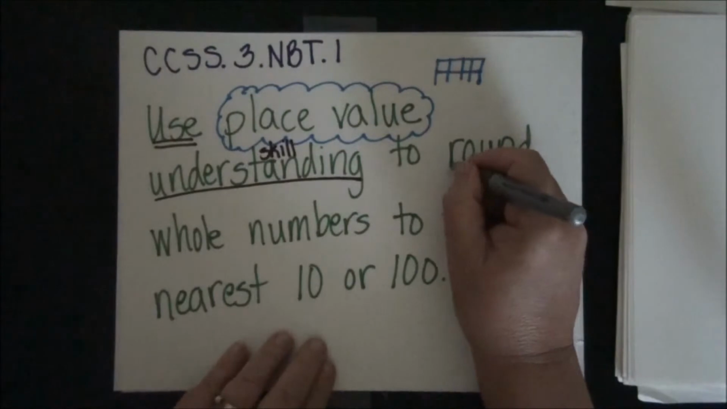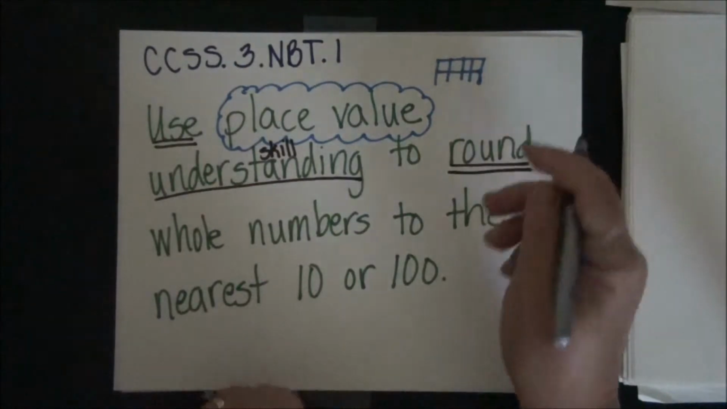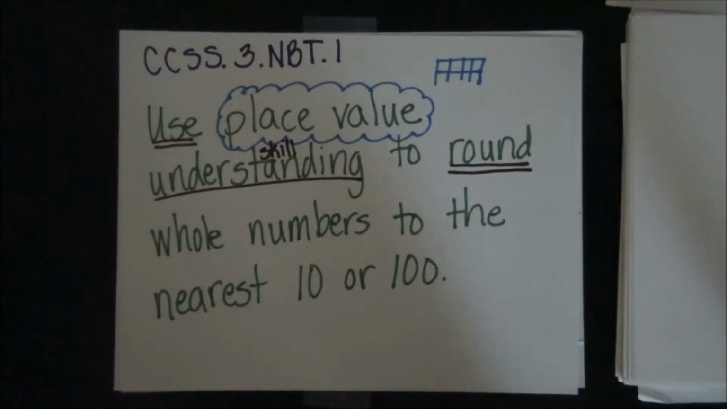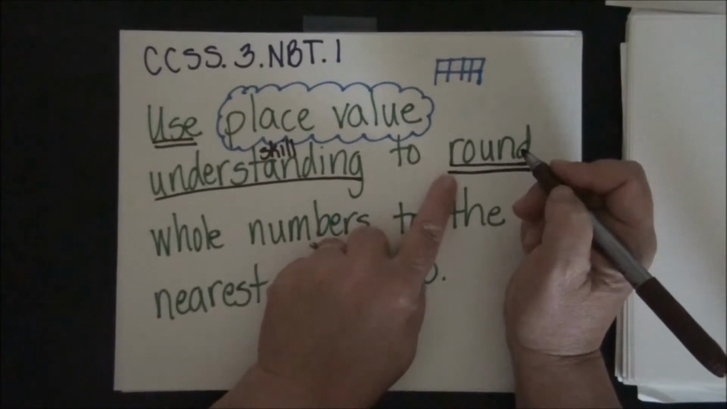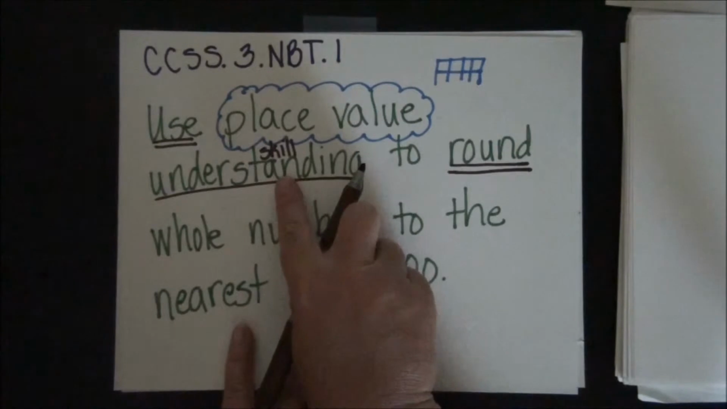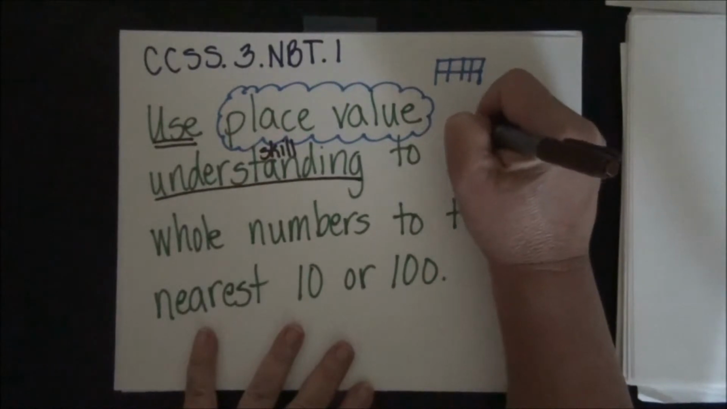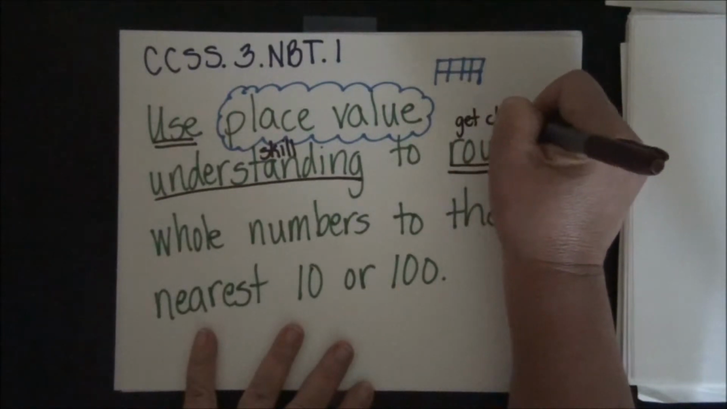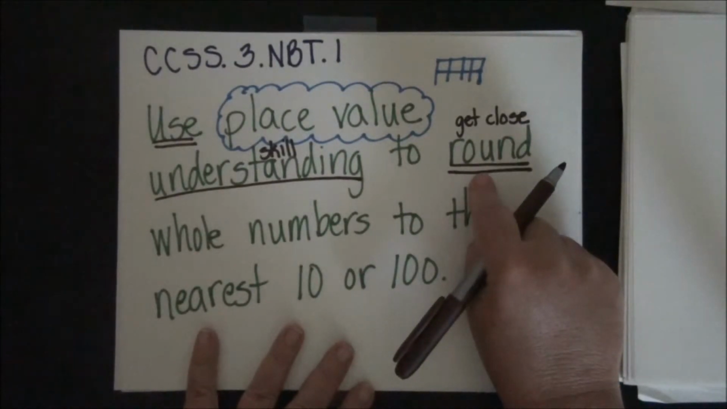Now, a new word, to round. Now, round can be an adjective. It can describe how something looks. It can also be a noun when you're talking about ammunition, a round of ammunition. And it can also be a verb. The word to round gives us a clue that this is probably a verb. And that means we're going to be doing something. So we're going to be using our place value understanding to do this thing. And rounding basically in math means to get close. We don't want the exact number, we want a number that is close. So we're going to use the term get close to help us understand what round means.